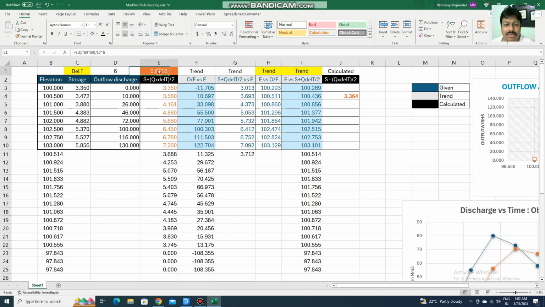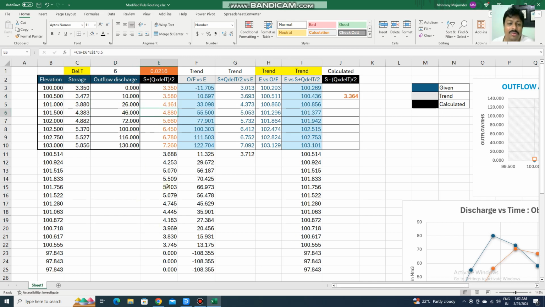6 hours is converted to 0.0216 by multiplying 60 into 60 and dividing by 10 to the power 6. Remember that division by 10 to the power 6 is only to shorten that digit, otherwise it will be very big. Okay, so similarly this one is calculated for the storage 3.350. Now you calculate the same for 3.472, 3.880 and so on, and so on.